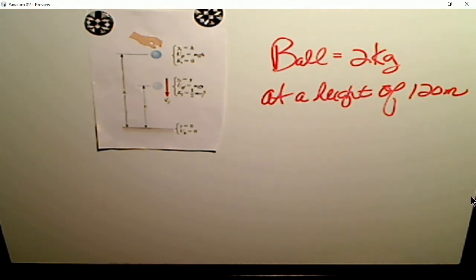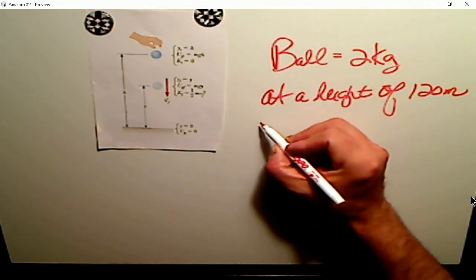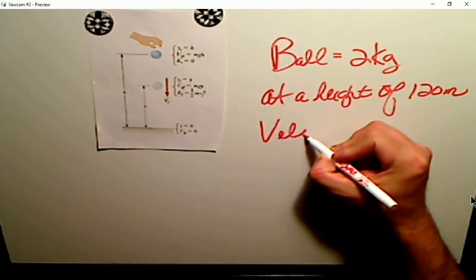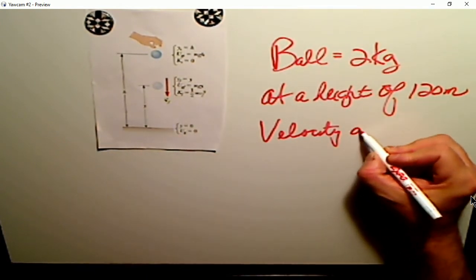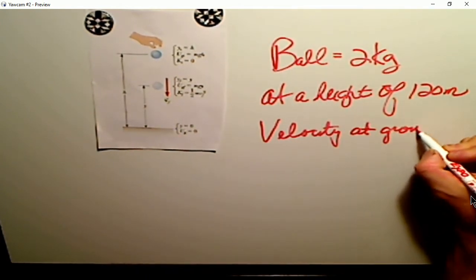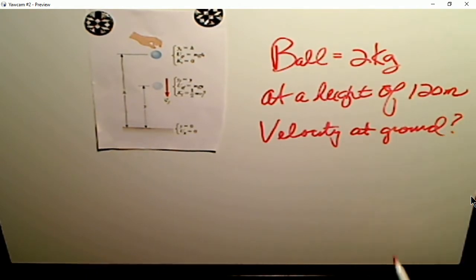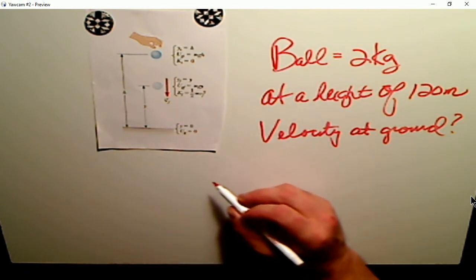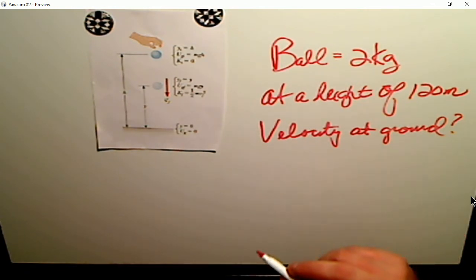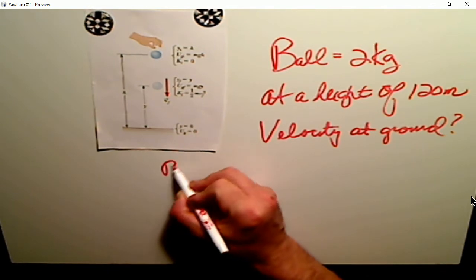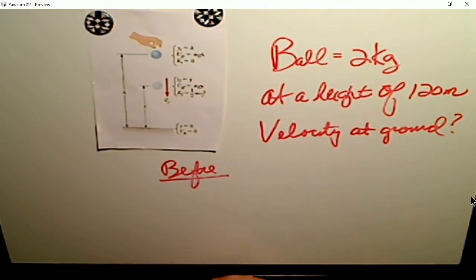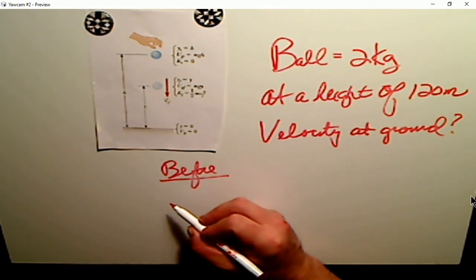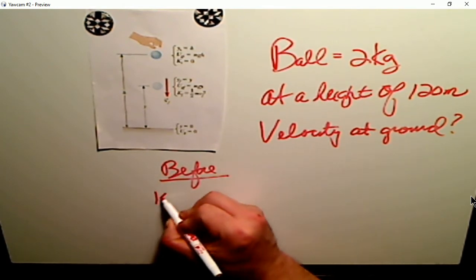So the question is the velocity when it hits the ground. Now we can use our kinematics for that, but let's use energy to figure it out. Before we let go of the ball, is there any kinetic energy?